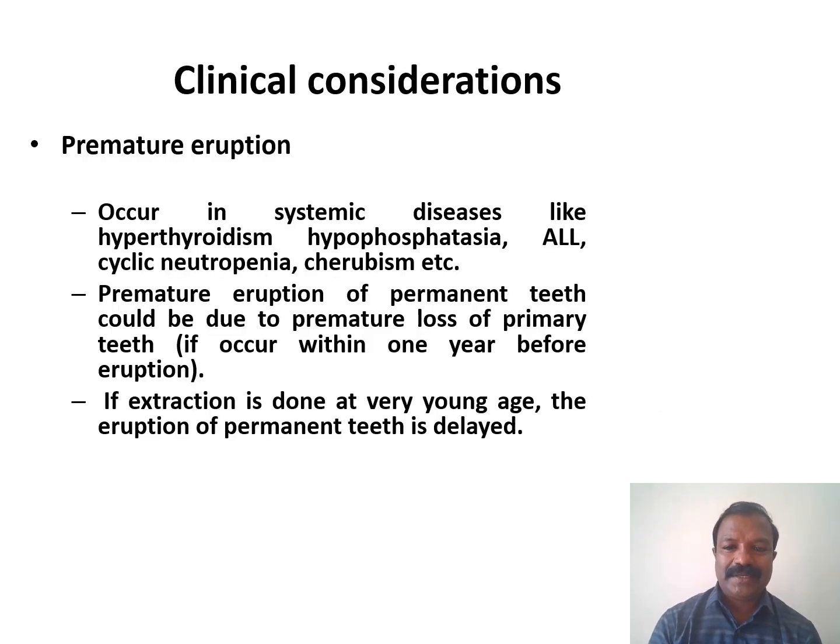So next is regarding certain clinical considerations related to tooth eruption. First one is premature eruption. It occurs in systemic diseases like hyperthyroidism, hypophosphatasia, acute lymphocytic leukemia, cyclic neutropenia, cherubism, etc. Premature eruption of permanent teeth could also be due to premature loss of primary teeth if it occurs within 1 year before the date of eruption. If extraction is done at a very young age, the eruption of permanent teeth is actually delayed.